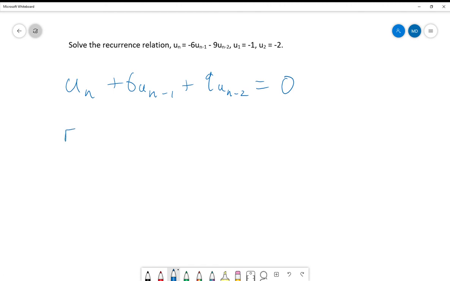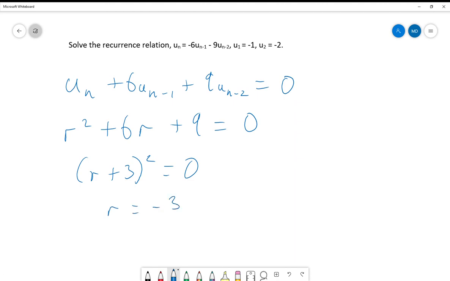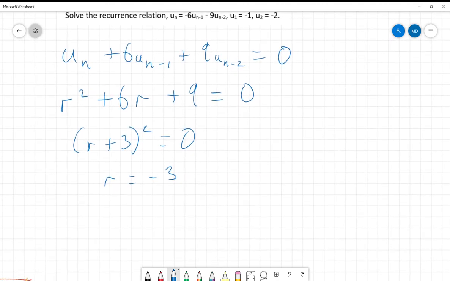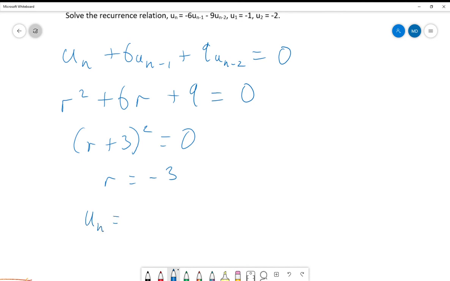We're going to solve, therefore, r squared plus 6r plus 9 equals 0, and we get (r plus 3) squared equals 0, or r equals negative 3. And so our general solution that we're going to try is u_n equal to a lots of negative 3 to the n plus b lots of n times negative 3 to the n. And notice this extra n in the second one to account for that repeated root and still give us the two terms that we need.